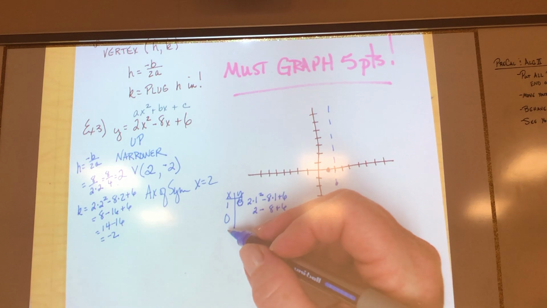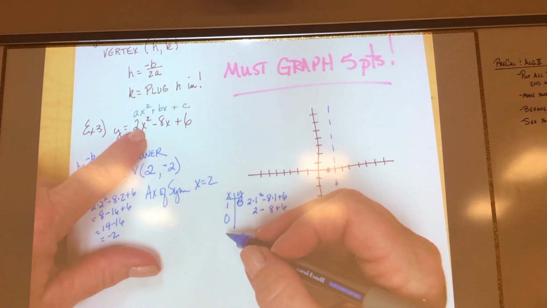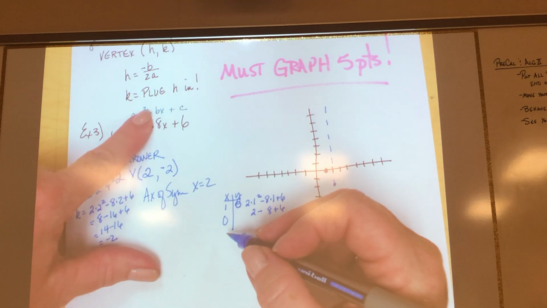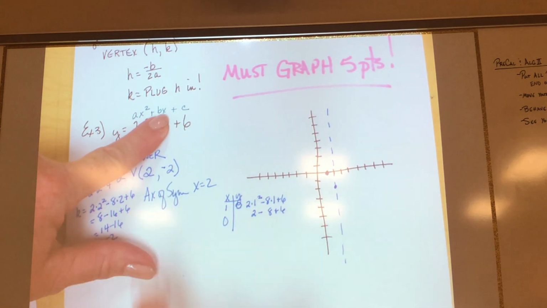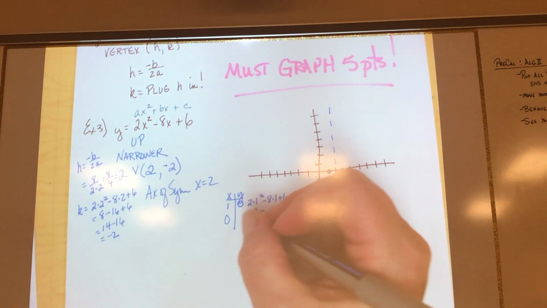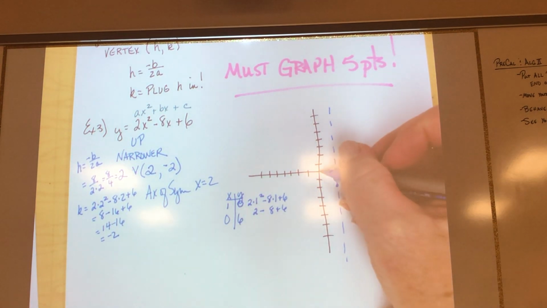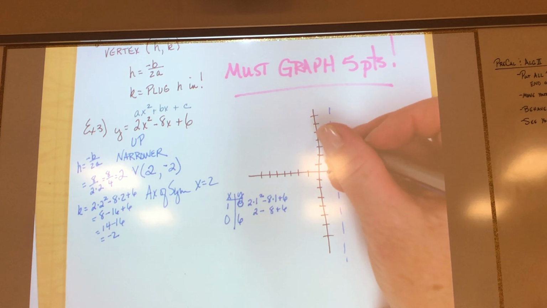Oh my word, I love 0. Watch what this stinking 0 does. When you plug 0 in this term right here, what happens to this term? He goes away, people. 0 squared is 0. 0 times 2, 0. Boom. What happens when you plug 0 in right here? He goes away. What's my answer? 6. So at 0, he's 1, 2, 3, 4, 5, 6.